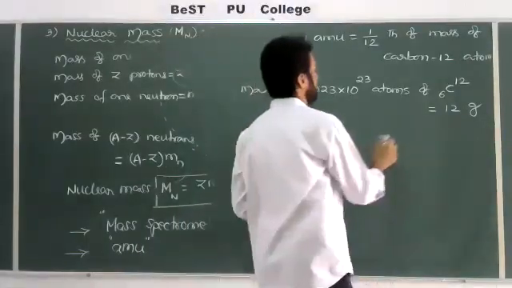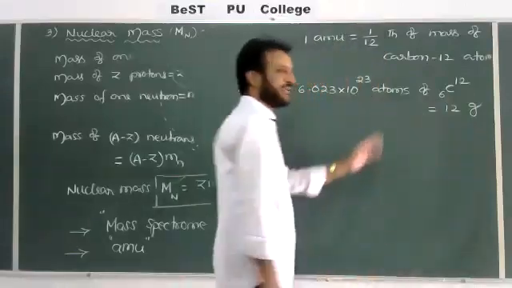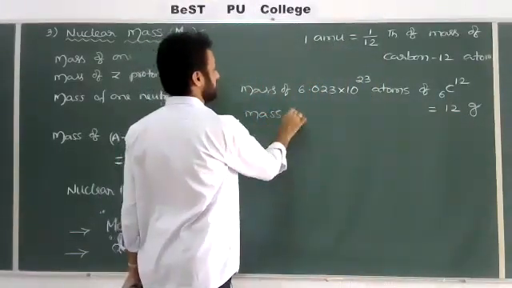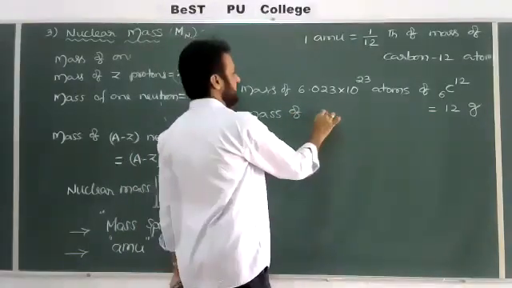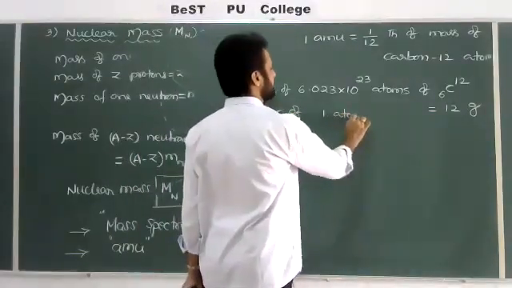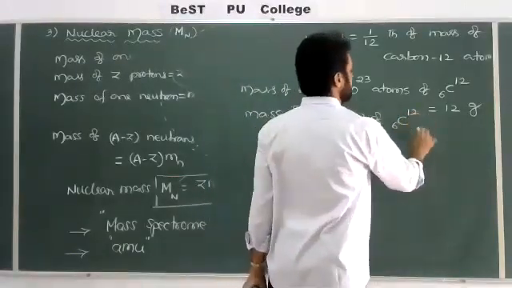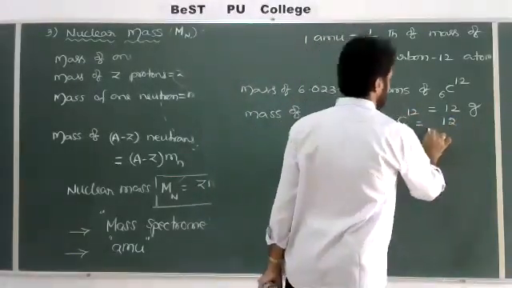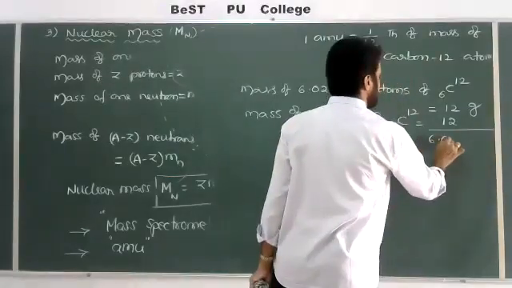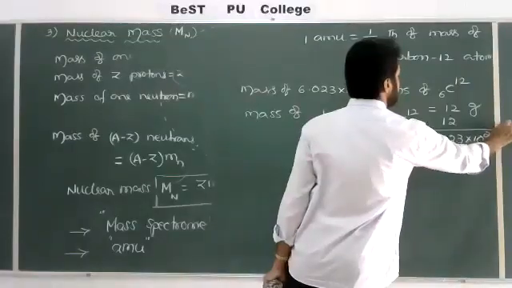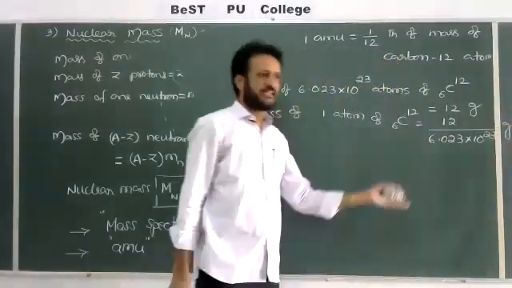6.023 × 10^23 atoms of carbon-12 equal 12 grams. Then the mass of one atom of carbon-12 is equal to 12 divided by 6.023 × 10^23 grams. Correct? I'm just taking the right side only.